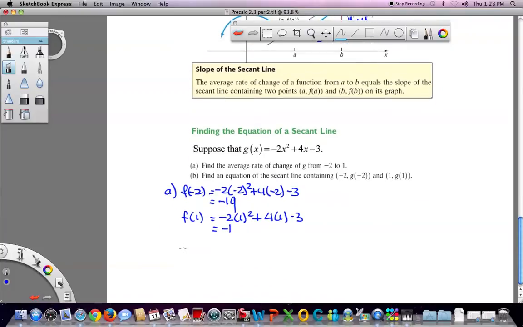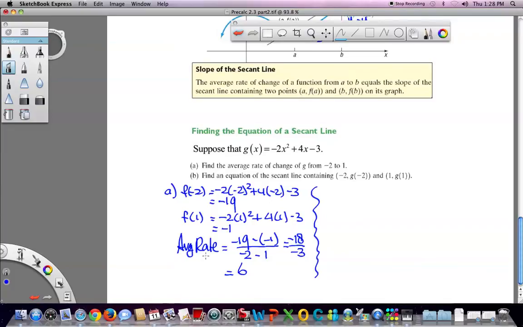So the average rate of change would be f(b), which this is f(b), so -19 minus f(1), divided by b minus a. So -19 plus 1 is -18 divided by -3, so the average rate of change is 6.